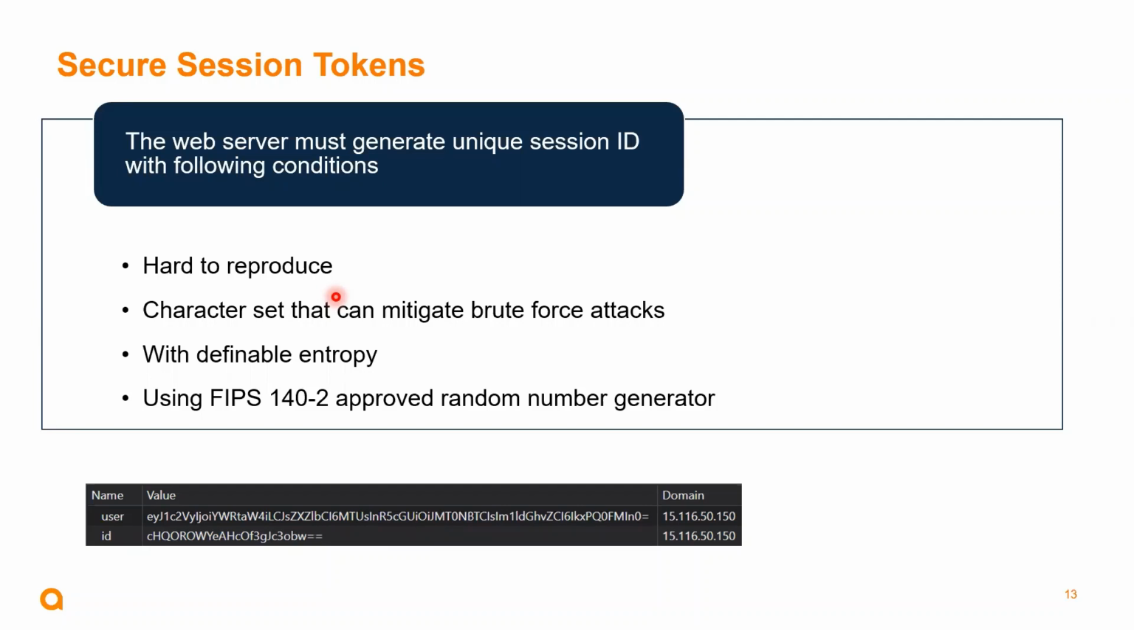As part of DODIN APL certification, our switches follow the secure session token guidelines. So the web server must generate a unique session ID with the following conditions. The session ID should be hard to reproduce. The character set in the session ID should be able to mitigate brute force attacks, and it should be created with definable entropy, and it has to be generated using a FIPS 140 approved random number generator.